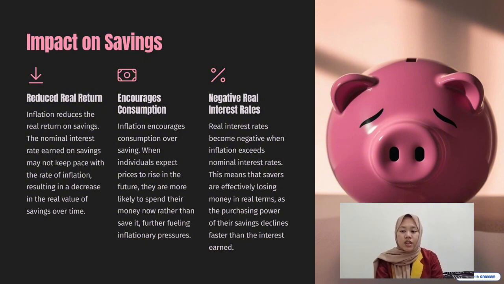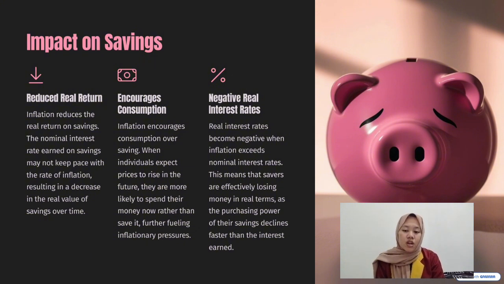Impact on saving. Reduced real return. Inflation reduces the real return on saving. The nominal interest rate earned on saving may not keep pace with the rate of inflation, resulting in a decrease in the real value of saving over time.